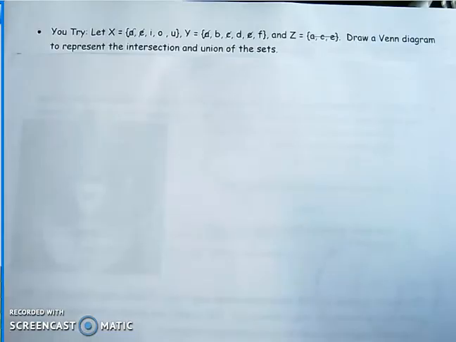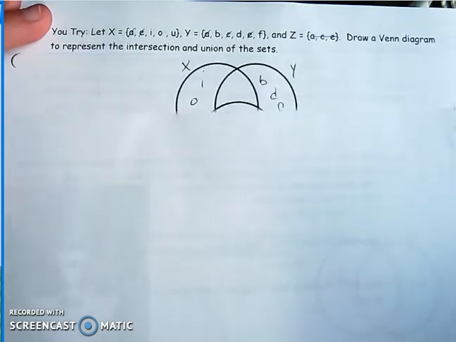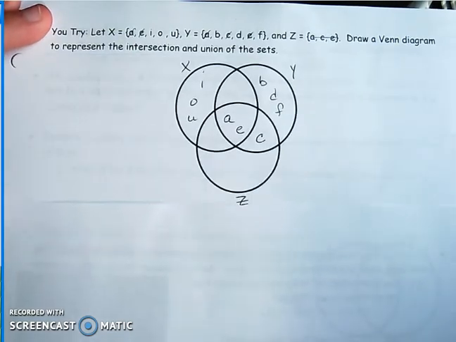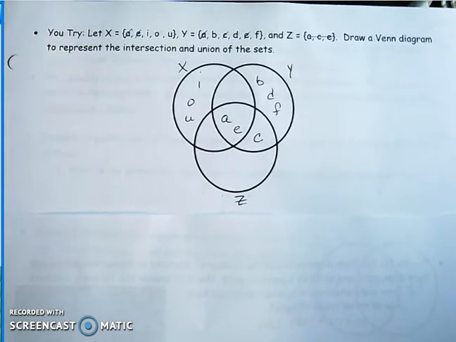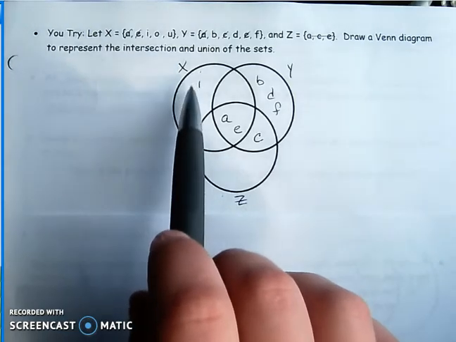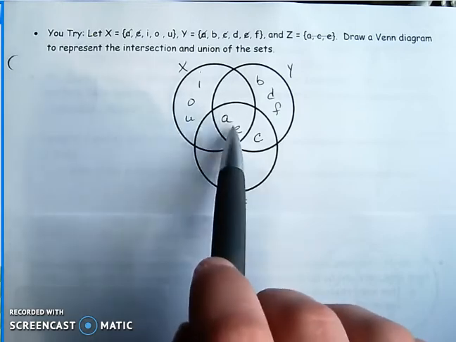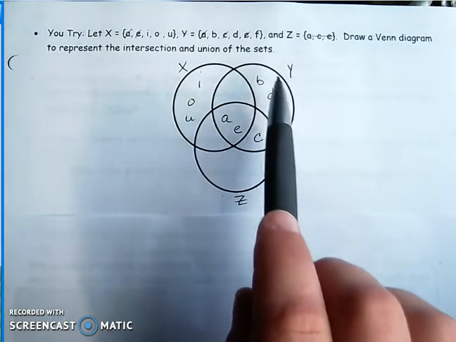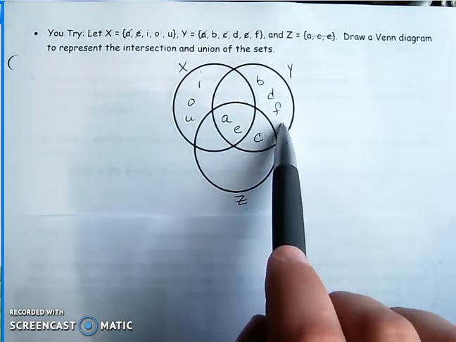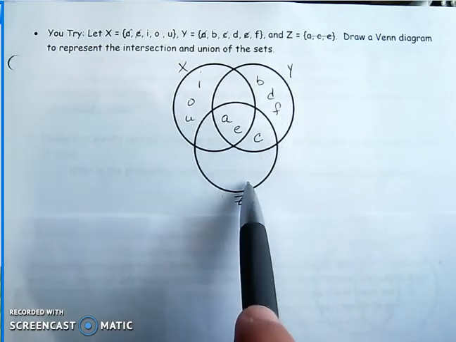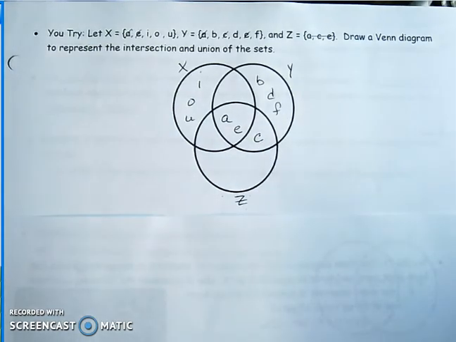Now take a few moments, pause the video, and try the U-try. Then check your answer. This is what your Venn diagram should look like for X, Y, and Z. X are your vowels, Y are the letters between A and F, and Z are just the letters A, C, and E. So I, O, U are only in X, A and E are in common with all 3, B, D, F are only in Y, C is in common between Z and Y. If you have any questions, please ask Miss Lewis.